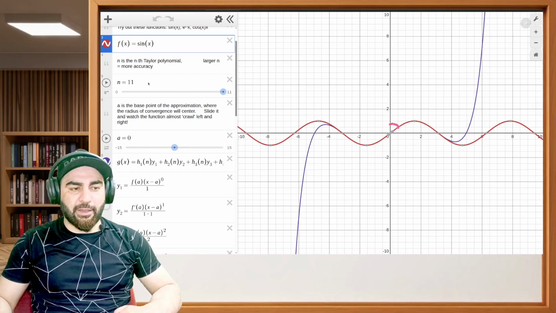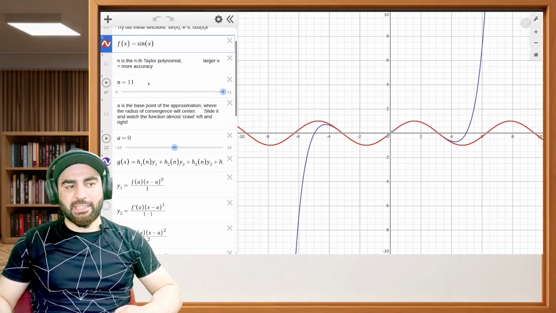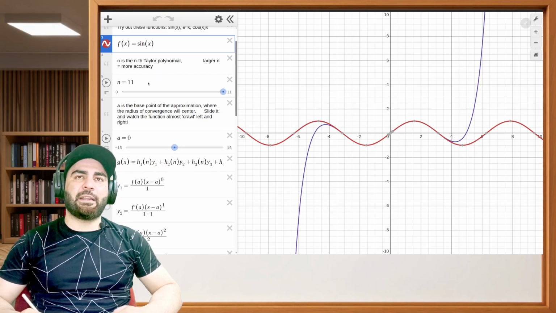So this a is this value. I want to approximate my function around this portion, around this. Okay, this is the neighborhood. Let's suppose this is 1 and this is, let's say again 1. So I am approximating my function around this. This n is the number of terms you want to include.